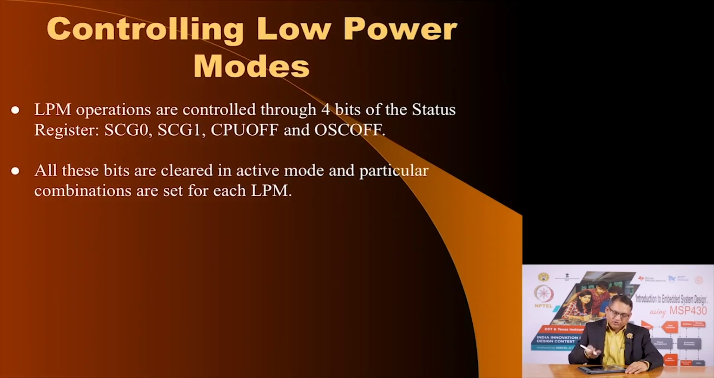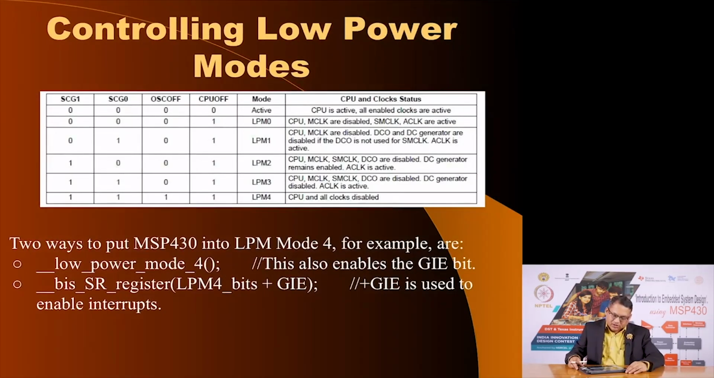Now you can choose to enter these low power modes using the 4 bits in the status register, and these 4 bits are these, and we will see how these bit combinations could be invoked appropriately to enter one or the other low power modes. So here, when all the bits are 0, you are in the active mode, and this is the contents of the status register.